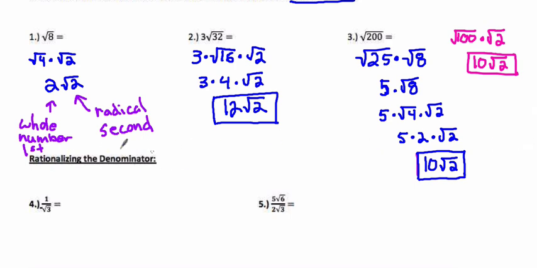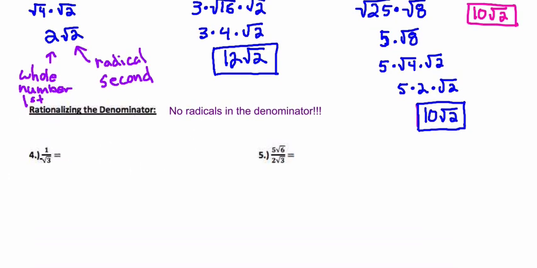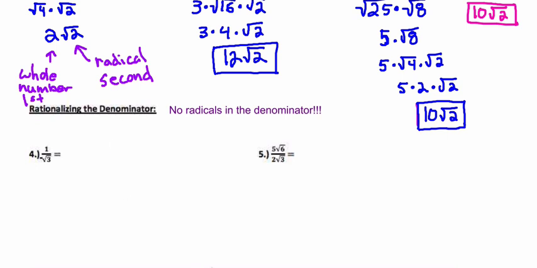All right, rationalizing the denominator. So there's a rule when you're working with radicals, and that is that we do not leave radicals in the denominator, no radicals in the denominator. So the way we do that is what we call rationalizing the denominator. So you can see on both of these problems, I do have a radical in the denominator.